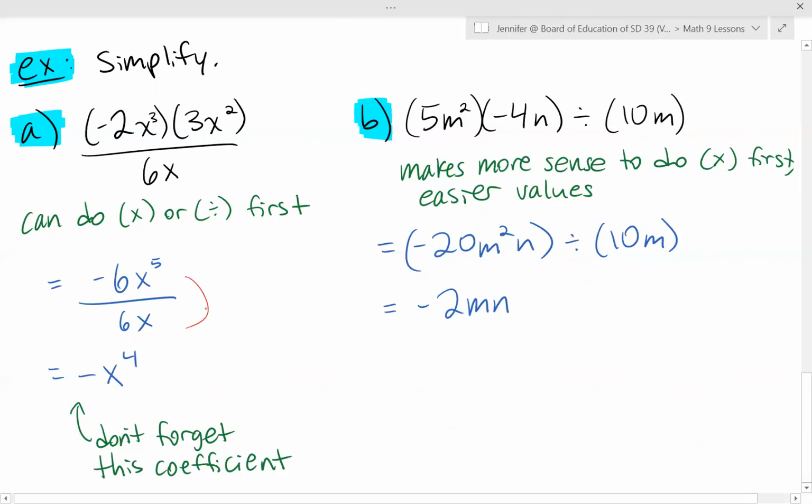Now we just have a division question left. So divide these coefficients, and don't forget about that negative. -6 divided by 6 gives you -1. And then we subtract the exponents on the variable to leave us with x to the 4.